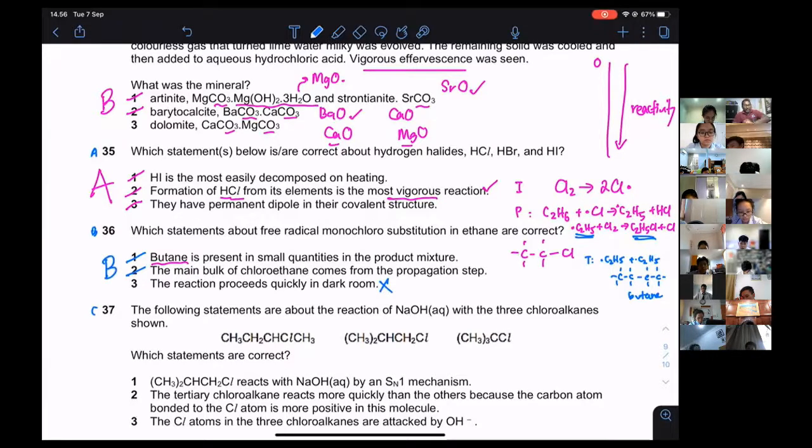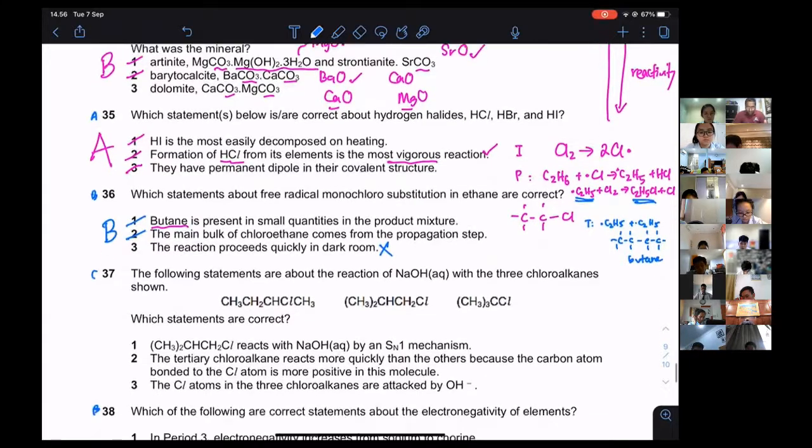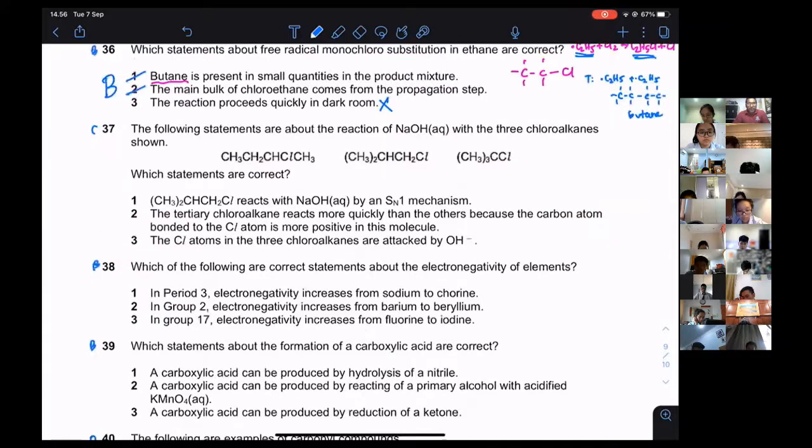Now, for question number 37, there was a mistake. But I will just discuss a bit over here. This one is bonus, there is no answer. But anyway, I'll just discuss. You see here, they give you this. So let's identify. Is it going to be primary, secondary, or tertiary?